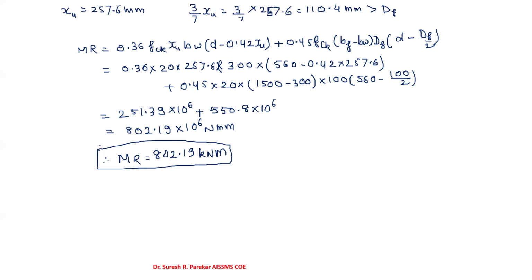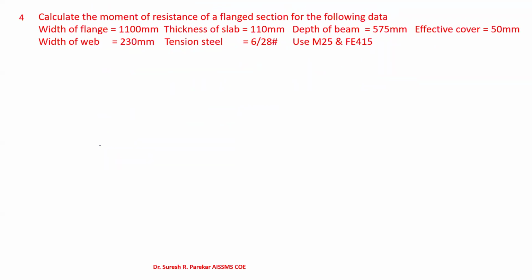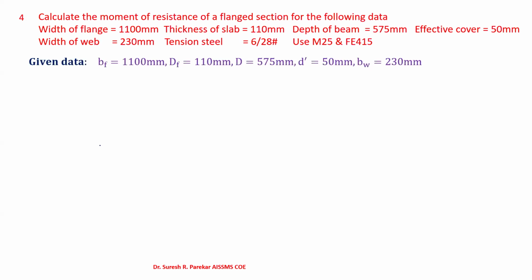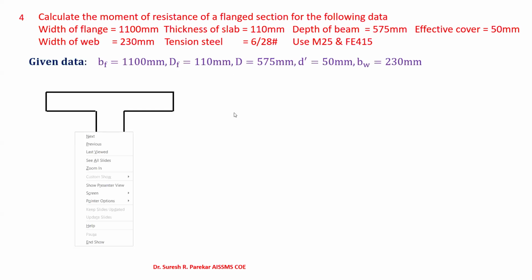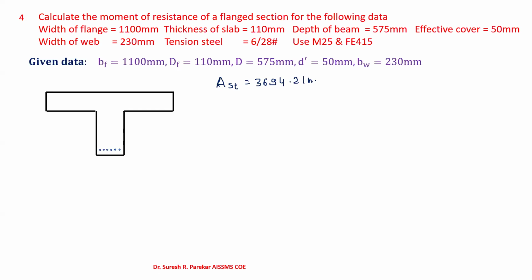So this is third problem. Now if we go to the fourth problem, then we have this as given data. So all values are given. So I will just put values first. So AST we have AST equal to 3694.21 millimeter square.